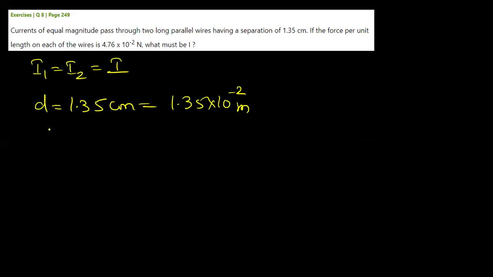If the force per unit length, F by L value, is given as 4.76 into 10 to the power minus 2. This should be Newton per meter. There is a correction in the question. This should be Newton per meter. What must be I? I you are supposed to find.